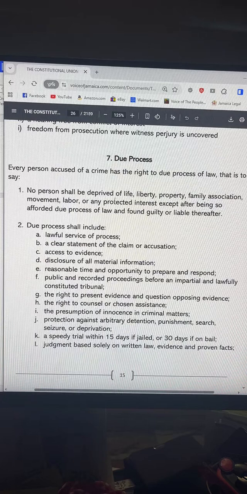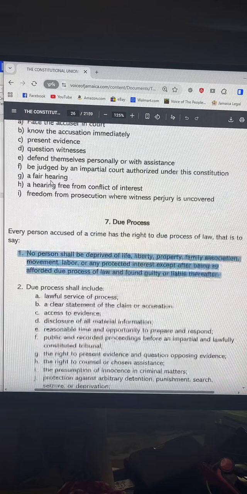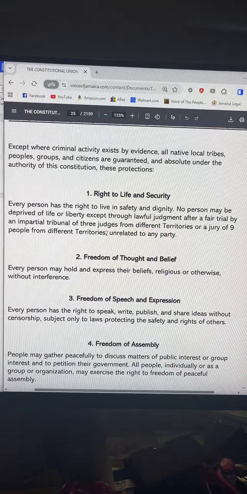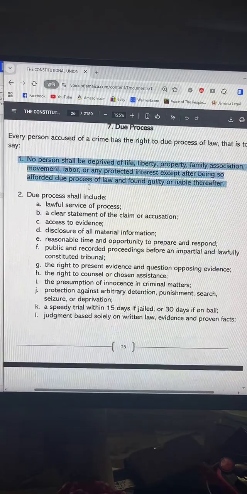Due process. Every person accused of a crime has the right to due process of law. That is to say, no person shall be deprived of life, liberty, property, family association, movement, labor, or any protected interest except after being so afforded due process of law and found guilty or liable thereafter. Right? So this is number one. The same thing that is outlined up here, where you have the right to life and security and all that, is also outlined under due process as well.